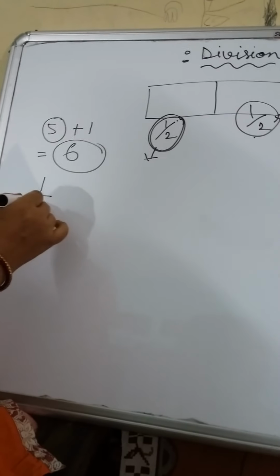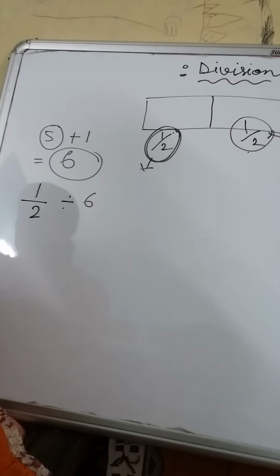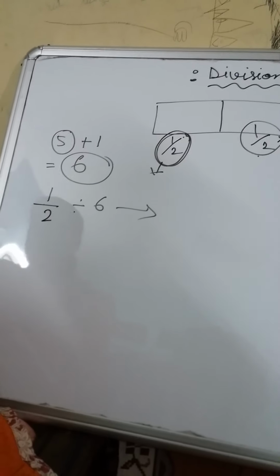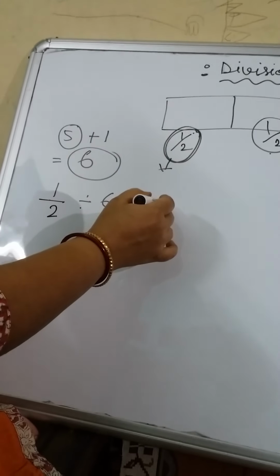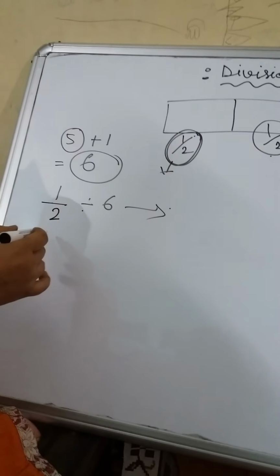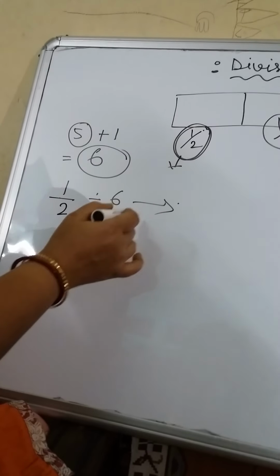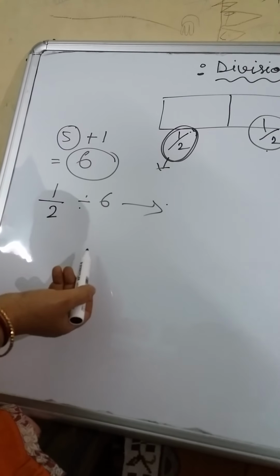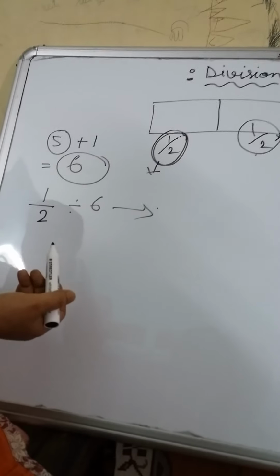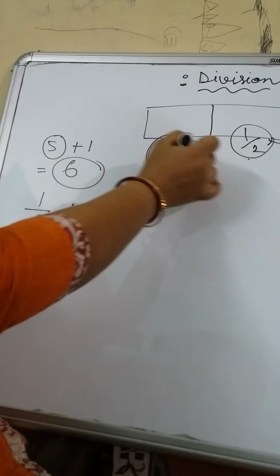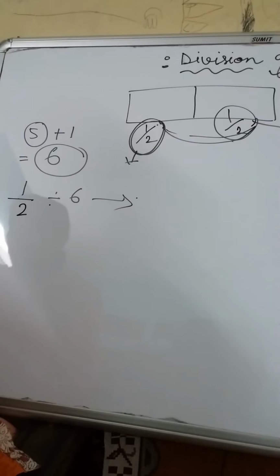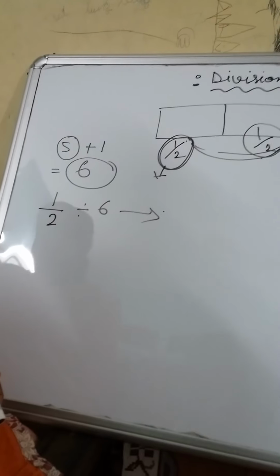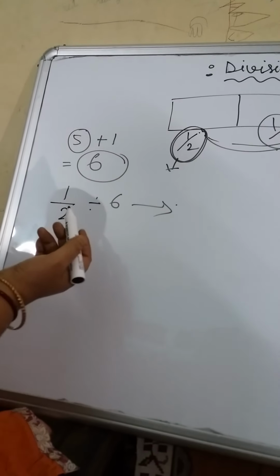That means half divided by 6. Now what would it signify? The result you will get on division signifies how much fraction of the chocolate each of them will get. That means what part of the whole chocolate each one of you gets. So the question is, how do we divide? That is what we are planning to learn here.